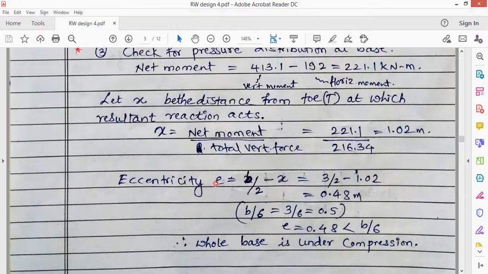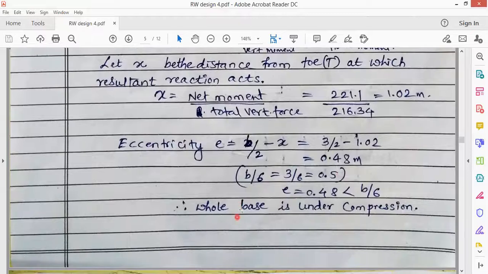So I need here the e value. So e is equal to b by 2 minus x. So b by 2 is 3 by 2, and x we have found is 1.02, and eccentricity will be 0.48 meters. We need to check whether this eccentricity we found is less than b by 6.